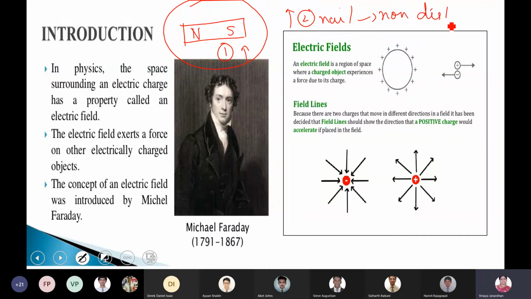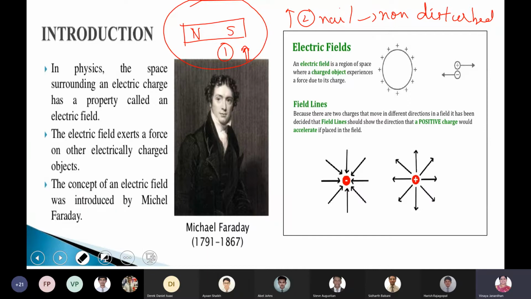But whereas the nail, which is inside the magnetic field, experiences a force. So now generally what we conclude is that around any magnet, there is a region around it where the force due to the magnet can be felt. This is what we studied about magnetic field. And we very well know magnetic fields are represented by magnetic field lines.